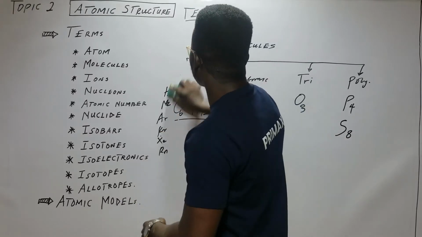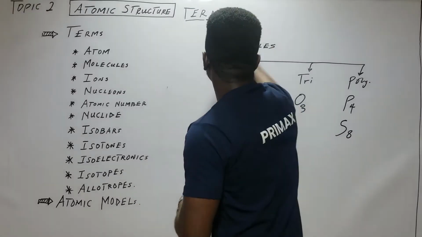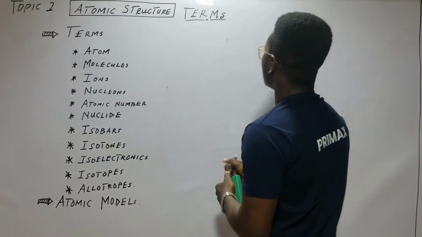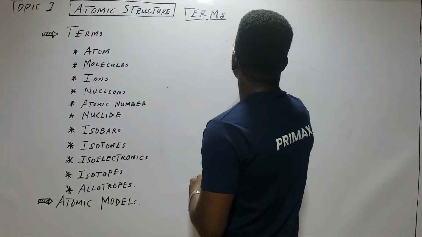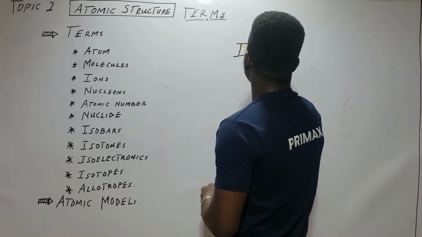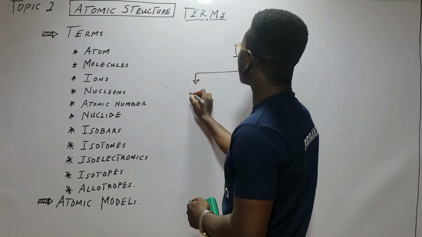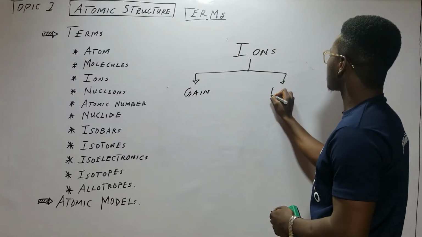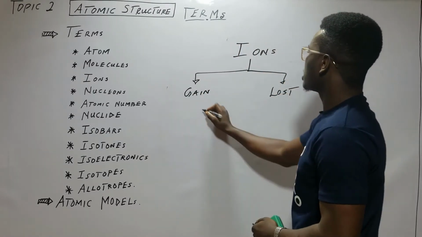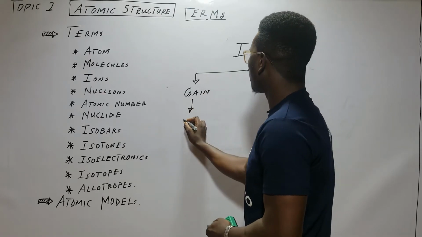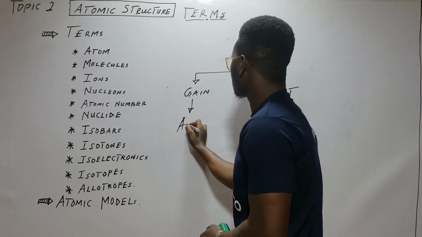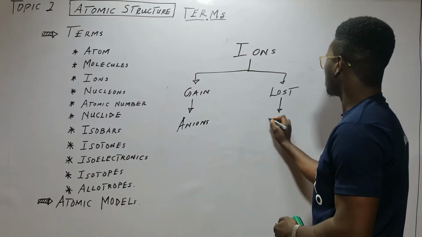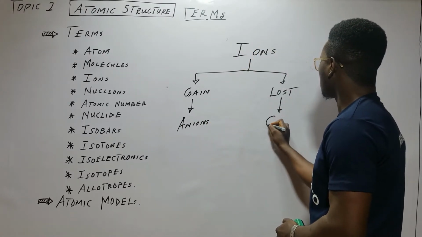So let's quickly look at this. When you're talking about ions, your ions can be an atom that has either gained or lost electrons. When they gain electrons, they form anions. When they lose electrons, they form cations.